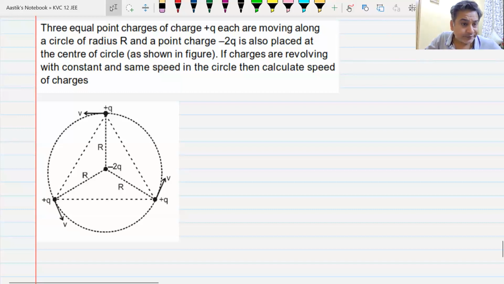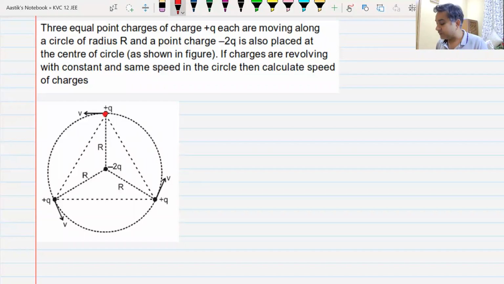Shall I do it now? I think I gave you enough time. Just take any of the charges that you feel good about. Let me take this charge. Let us see what forces this charge experiences. One is this force, the attractive force F, because of the minus Q charge.